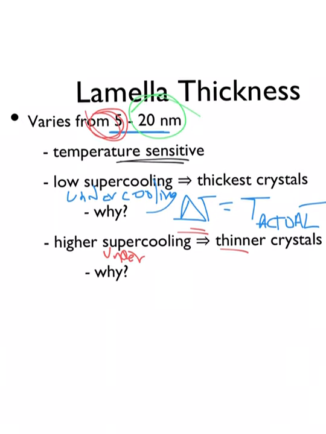So it's all about available energy and what the polymer chain can do in terms of crystallization. Lots of energy, thicker, longer sections of chain. Limited energy when you have high undercooling is going to give you thinner crystals.